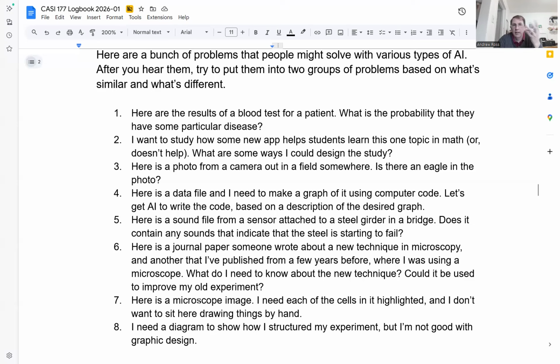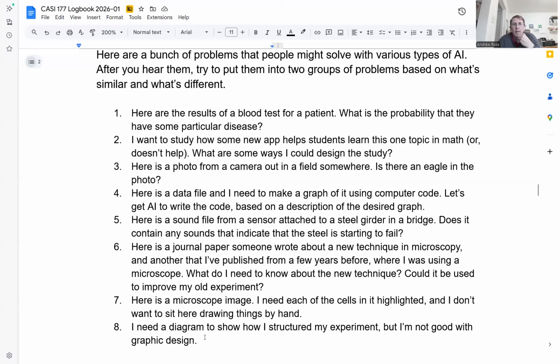Another one is, like in the previous video, if I have a microscope image and I need each cell in it highlighted, or I need each region within a cell highlighted, and I don't want to sit here highlighting things by hand, can I get the AI to do that for me?